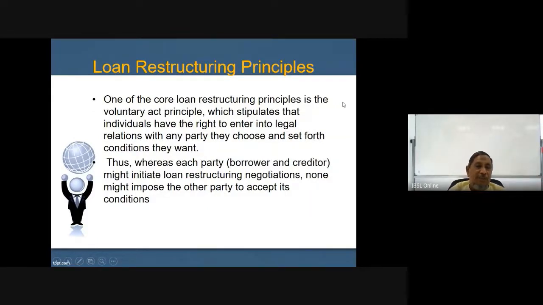Okay, what are the principles of loan restructuring? One of the core loan restructuring principles is the voluntary act principle. We stipulate that individuals have the right to enter into legal relations with any party they choose, and set those conditions they want. The first principle is the voluntary act. Thus, whereas each party, borrower and creditor, might initiate loan restructuring negotiation, neither might force the other party to accept its conditions.